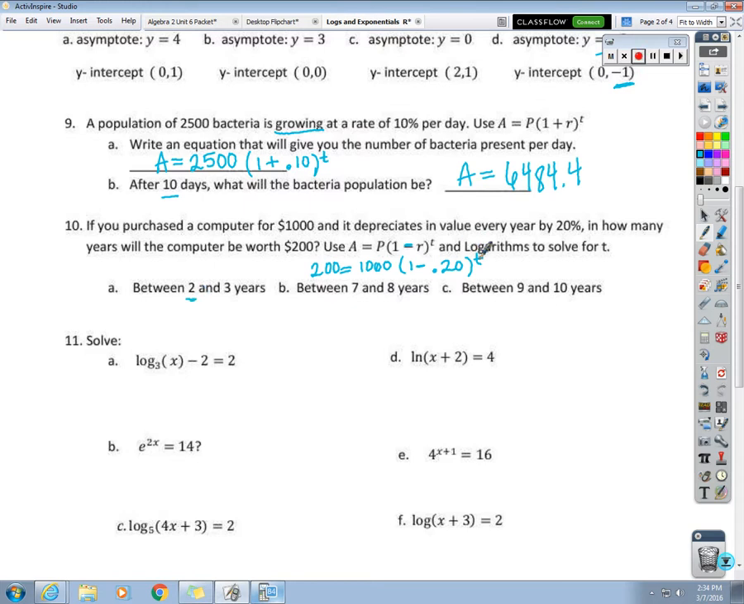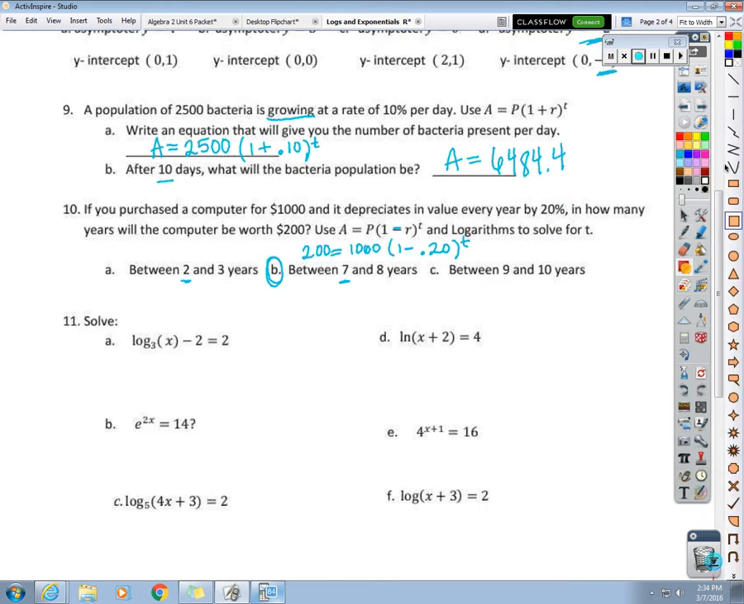Okay, so start with 2. Plug in a 2 for the T and see what you get. Everybody plug it in. What do you get? Okay, is that 200? No, so let's go on to 7. Plug in 7 and see what you get. Which is pretty darn close to 200, right? So it's between 7 and 8 years that it'll depreciate to that amount.